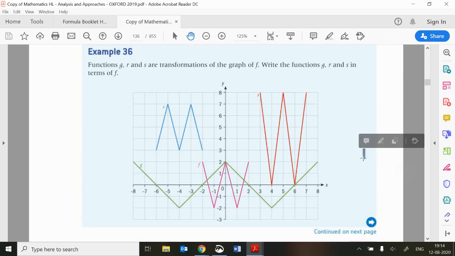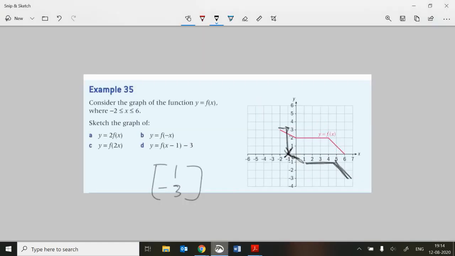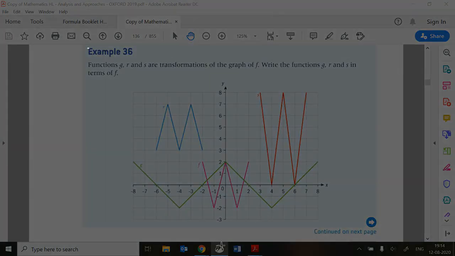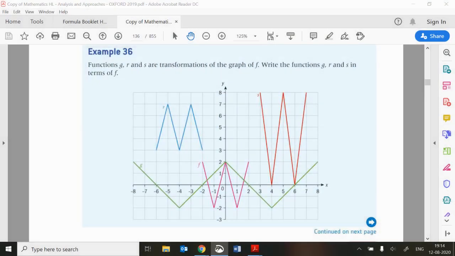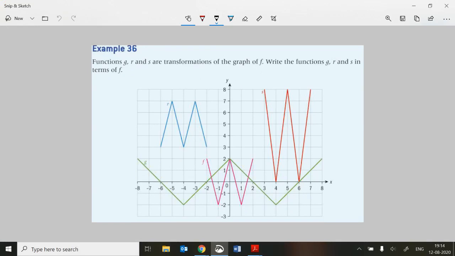So the last one here is 36. Pen is playing up, switch pens. It says functions g, r, and s are transformations of the function f. So this function in the center transforms to g, the green one, r, the blue one, and s, the red one. Write down the functions g, r, and s in terms of f.